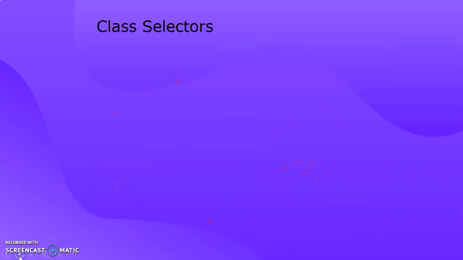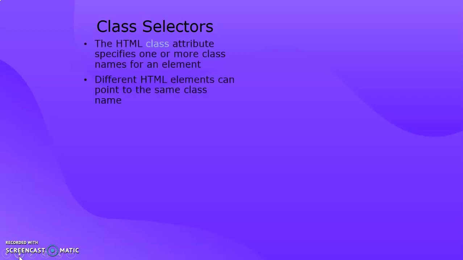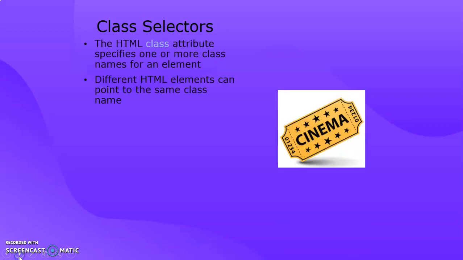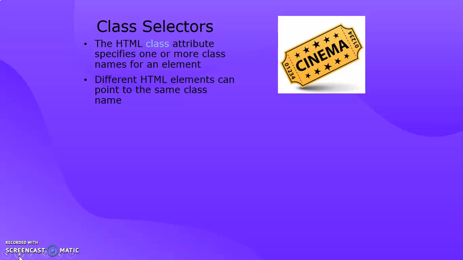Class selector. A class selector can be applied to one or more HTML elements, and an HTML element can have more than one class. We could compare the class selector with a cinema ticket, which is a global identifier since they are not unique. Class identifiers are used in CSS to style a group of elements.